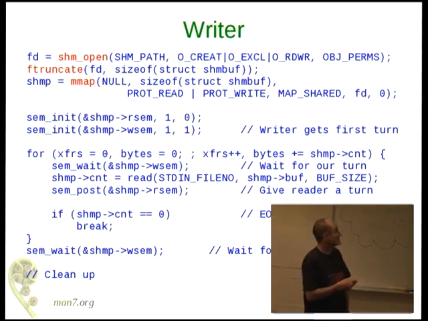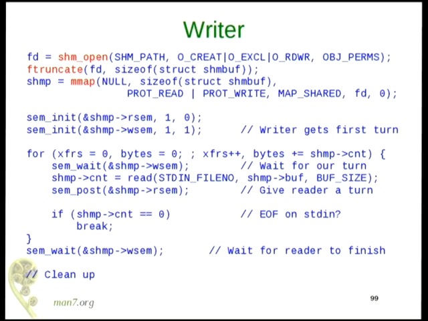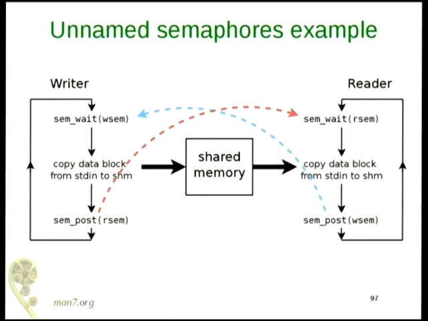Then my writer process looks like this. I create a block of POSIX shared memory in the usual way, with shared memory open, size it with ftruncate, map it into memory, and then inside that block of memory I initialize the two semaphores. They're both process shared. The reader semaphore gets the value 0. The writer semaphore gets the value 1. And going back to that diagram, that means the writer is going to be the first one to get a turn, because when the reader tries to wait for its semaphore, it'll block.